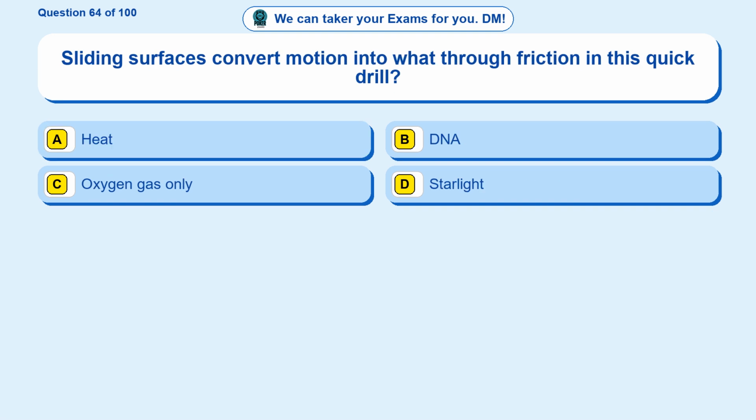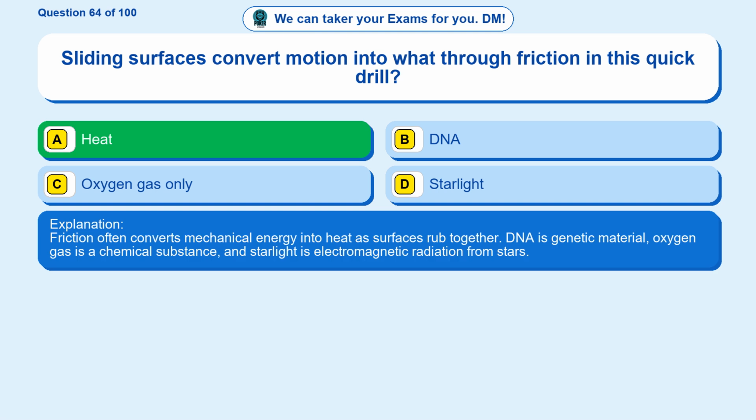Question 64. Sliding surfaces convert motion into what through friction in this quick drill? Option A, heat. Option B, DNA. Option C, oxygen gas only. Option D, starlight. The correct answer is option A, heat. Friction often converts mechanical energy into heat as surfaces rub together. DNA is genetic material, oxygen gas is a chemical substance, and starlight is electromagnetic radiation from stars.